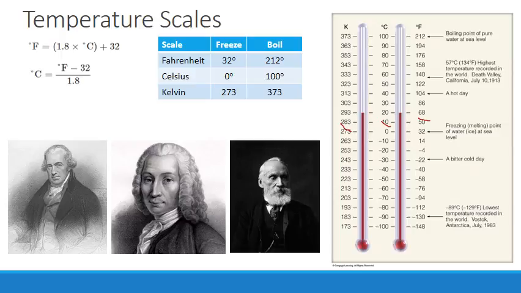And just as a goof, I found these pictures of all these different guys. Here's Fahrenheit, here's Celsius, and here is Lord Kelvin. In 1714, Fahrenheit devised his scale, and he used a mercury in glass thermometer. Most of the modern thermometers are alcohol, not mercury.